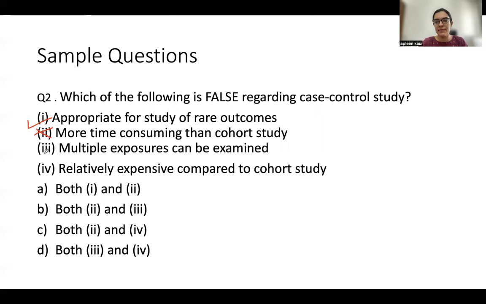Multiple exposures can be examined. Yes, we already have an outcome. From the case record, or from the questionnaire, we can ask about any number of exposures or risk factors. So yes, multiple exposures can be studied. Relatively expensive compared to cohort? No, like we decided, in this we are really not following up patients for years. We are not seeing the incidence. So they are not relatively expensive. So this is wrong. You must read the question to see whether they have asked true or false. So which of these is false? 2 and 4 are false. So C is the right answer.